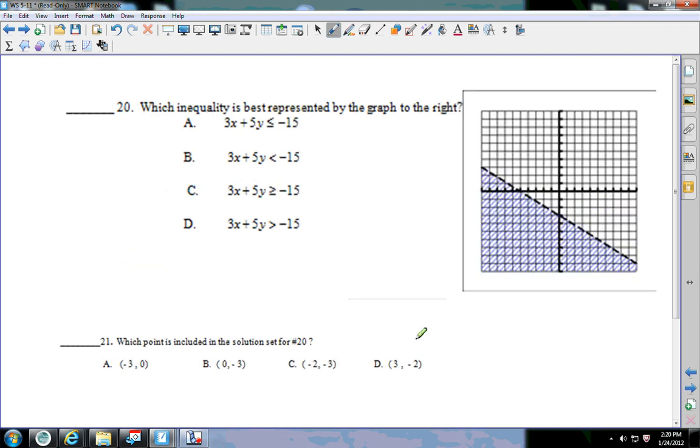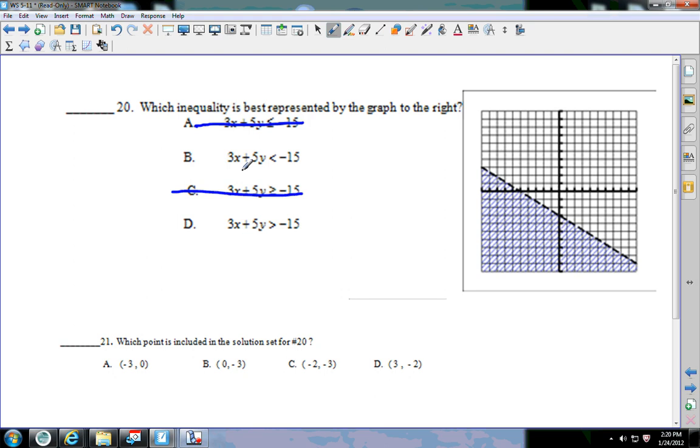Here's the next one. Which inequality is best represented by the graph at the right? Okay, this one takes a little bit more time because you see how it's kind of in standard form. We have to have it in slope-intercept. But there's a few things we can do to eliminate right now. One of the things I can do, see how it's a dashed line? You know that it cannot have this equal to bar right there. So I would cross off A and I'd cross off C.